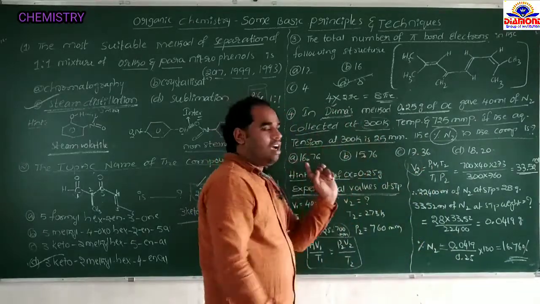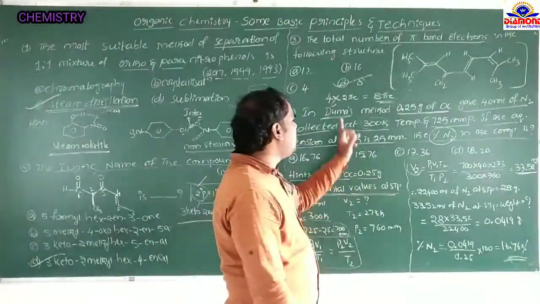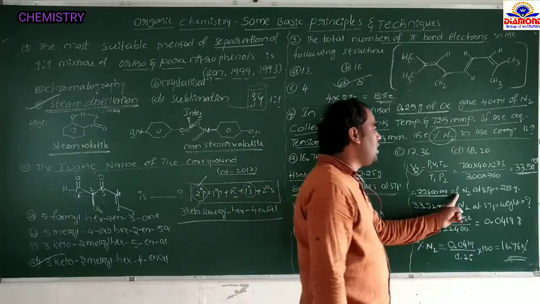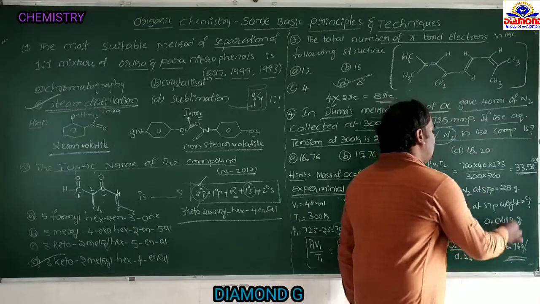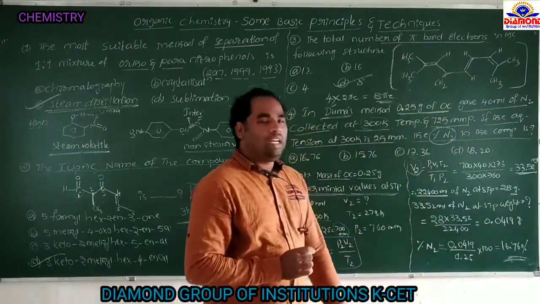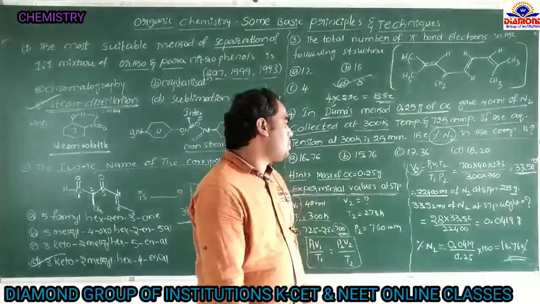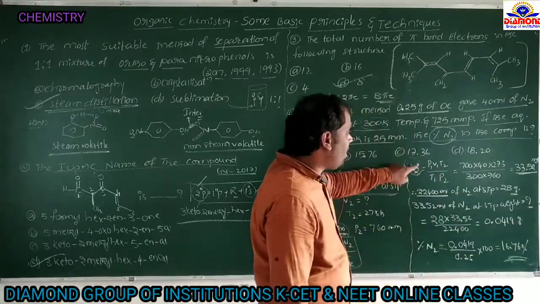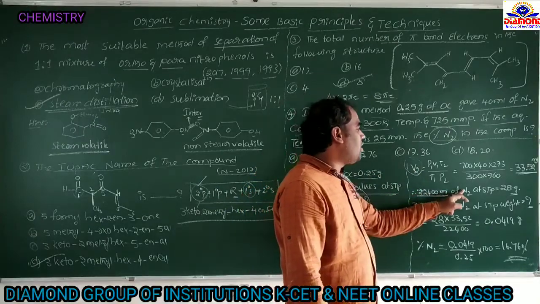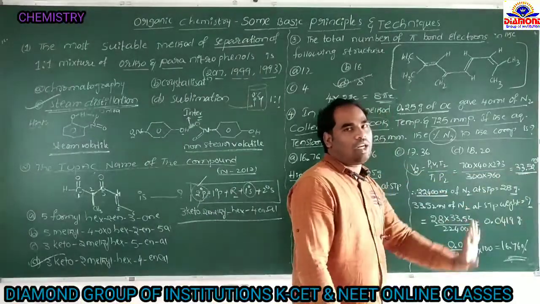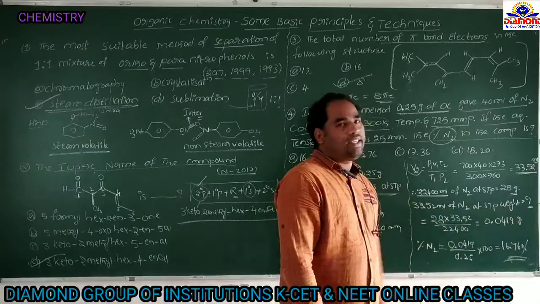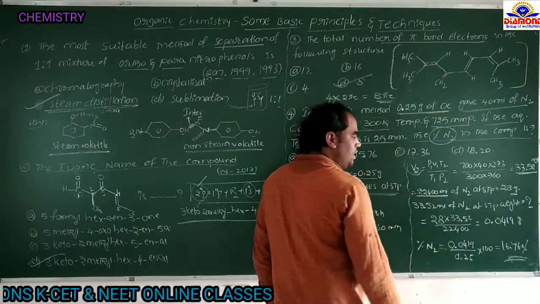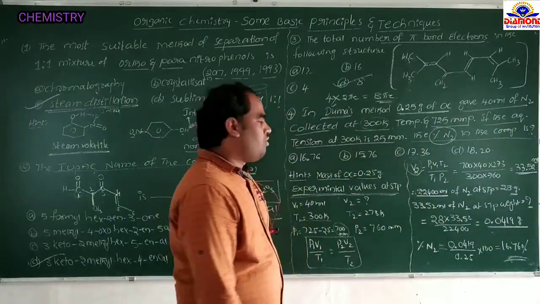So from the given data, first we found the V2 value. In Dumas method, 22,400 milliliters or 22.4 liters of nitrogen at STP weighs 28 grams. But here, 33.52 ml of nitrogen at STP weighs how much? Therefore, 33.52 into 28 by 22,400. By simplification, we get 0.0419 grams.